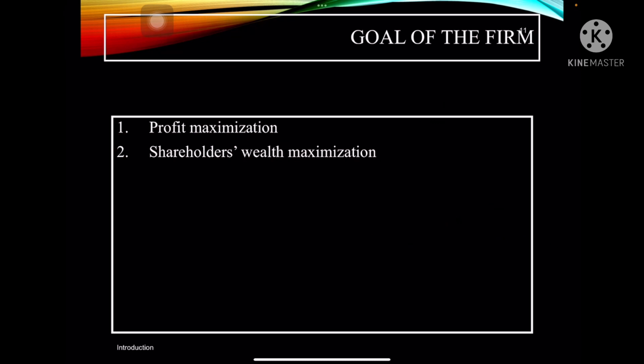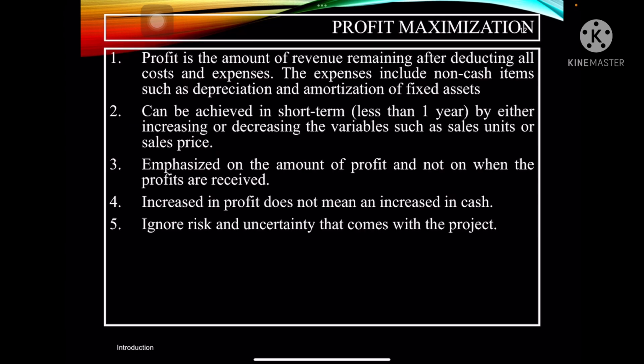Right, now we move on to the goal of the firm. What is the firm's goal? Number one is profit maximization. Number two is shareholders' wealth maximization. Whether to maximize the profit or to maximize the shareholders' wealth. Profit maximization is about how to maximize the profit, and everybody understands what maximizing profit is.